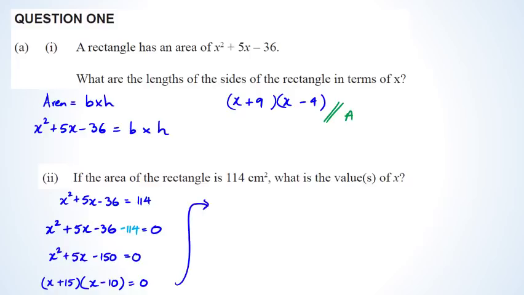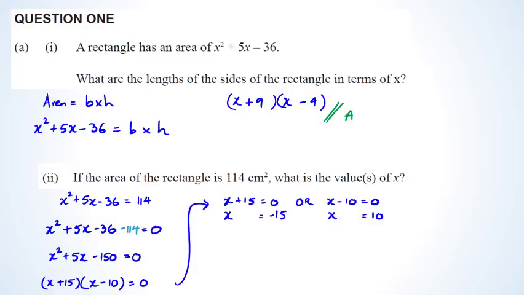So from here, I can say that either x plus 15 is equal to 0, or x minus 10 equals 0. In the first case, when I rearrange this, 0 minus 15 is going to be negative 15. And negative 10, when it comes to the other side, will become plus 10. 0 plus 10 is 10. Now, obviously, you've actually got two solutions here.